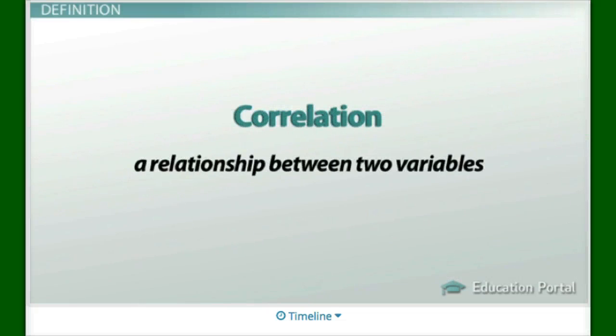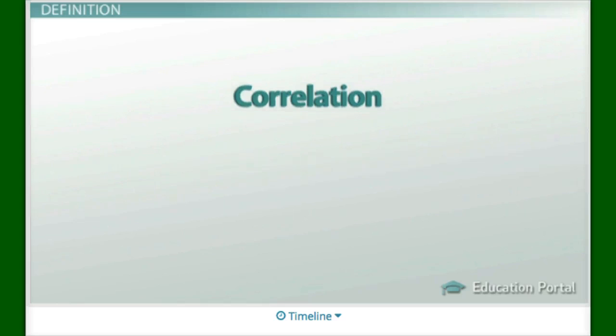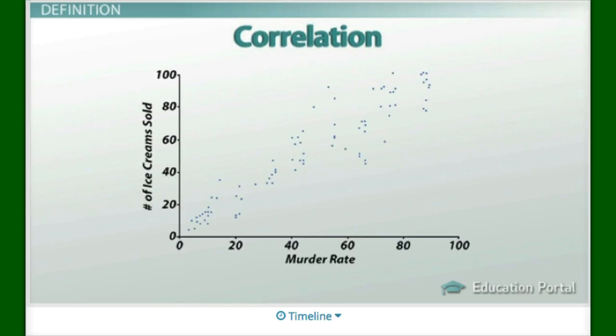A correlation is defined as a relationship between two variables. So in our example, there is a relationship between ice cream sales and murder. As one goes up, the other goes up. As one goes down, the other goes down.